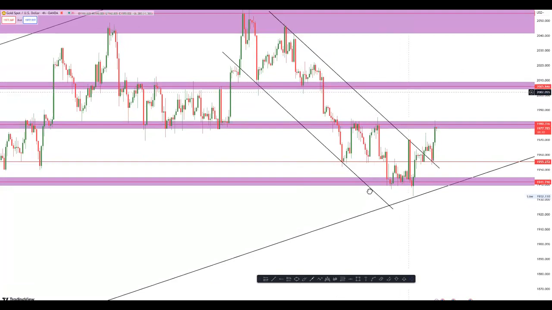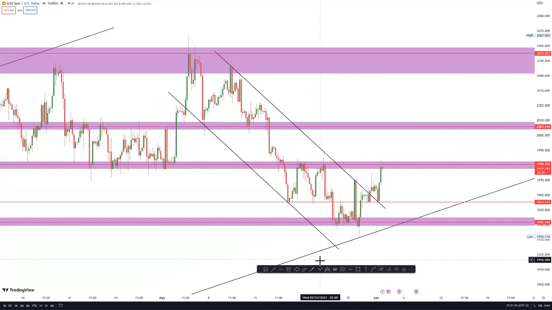Okay, so now let me dive in using my construction. You see price here had a high and then created a lower. We can't say it was a lower low yet because that low was the lowest.